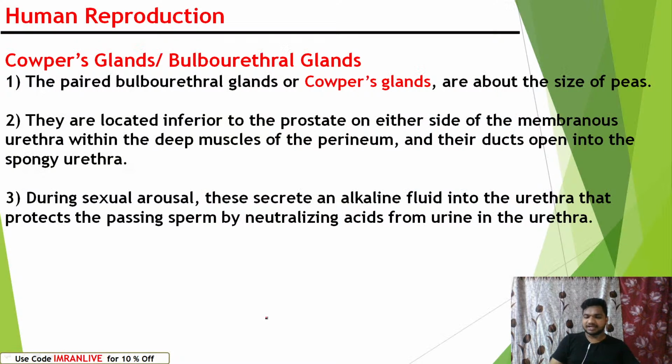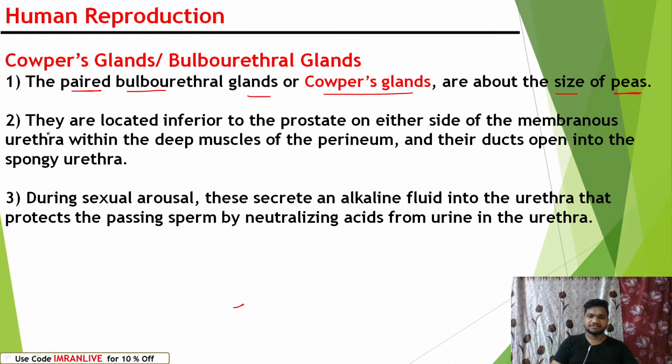Let's understand what Cowper's gland is. Cowper's gland is also called the bulbourethral gland. Clear? We have to remember that the Cowper's glands are paired. Bulbourethral glands are also called Cowper's glands. Don't get confused by these names. They are about the size of peas, green peas we call them generally.